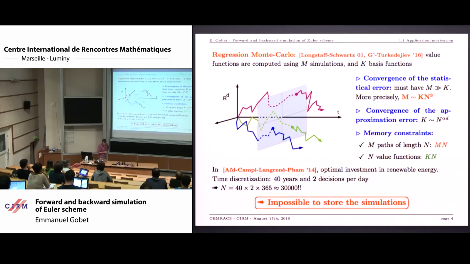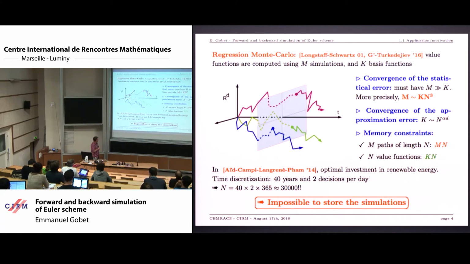So there were some tricks, for example, and some example handled in a paper by Aïd, Campi, Langrené and Pham. Perhaps some of you are working on this paper on optimal investment in renewable energy. They have to decide how to switch between different renewable energies. It was a long horizon problem, written over 40 years, and they have to take 2 decisions per day. So you can imagine 40 years times 2 decisions per day times the number of days per year.